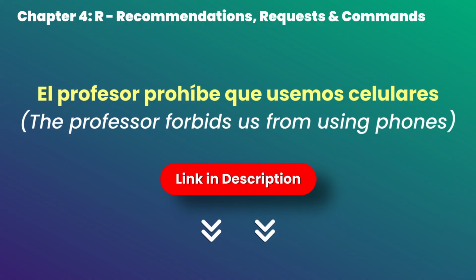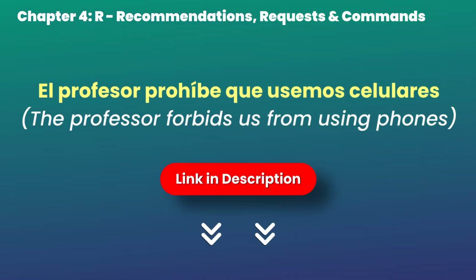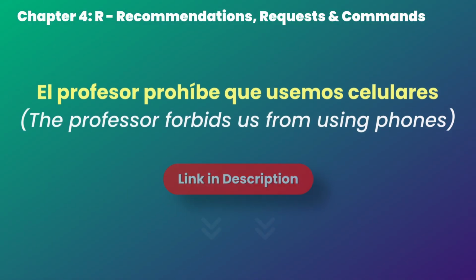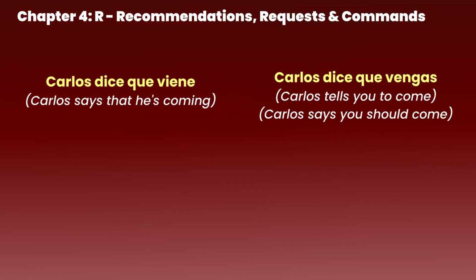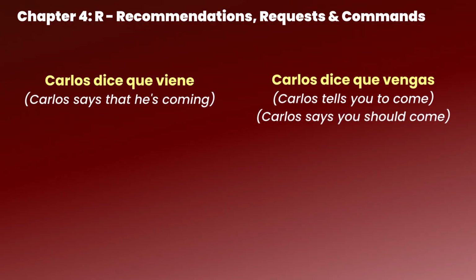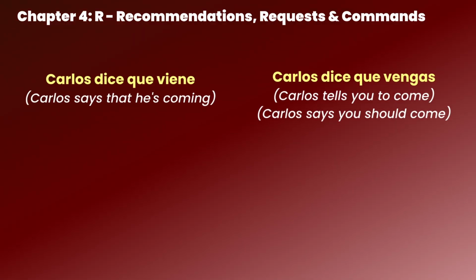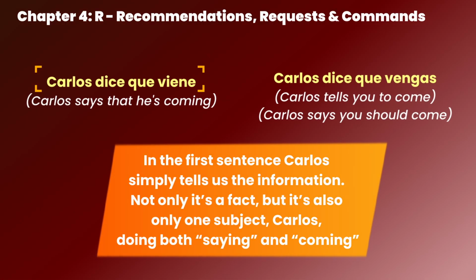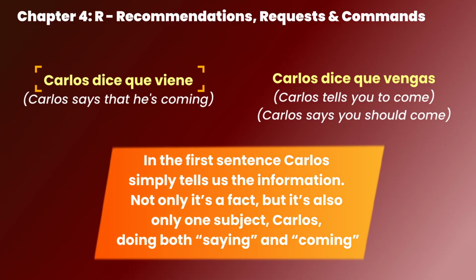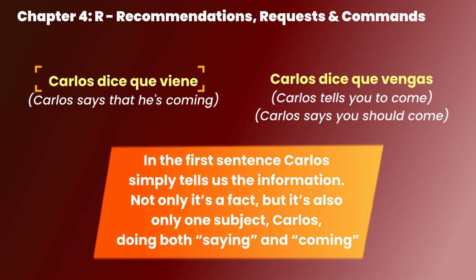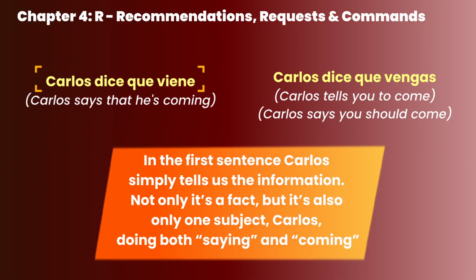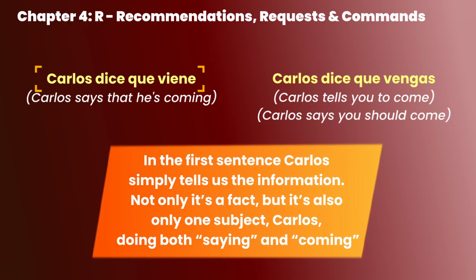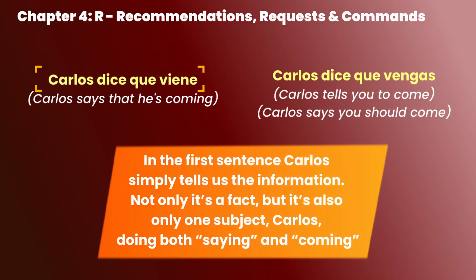There's one edge case though that we should cover in more detail, and that's the verb decir, to say. Look at these two sentences. Carlos dice que viene and Carlos dice que vengas. The problem with the verb decir is that it can be used both as a fact and as a command. In the first sentence, Carlos simply tells us the information. Not only is it a fact, but it's also only one subject, Carlos, doing both saying and coming. Since we only have one subject, it cannot be subjunctive. That's why both verbs decir and venir stay in the indicative form.